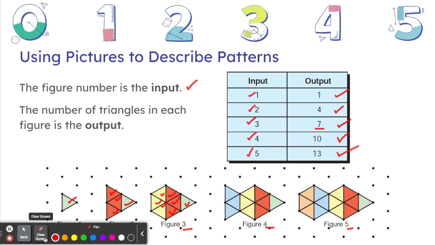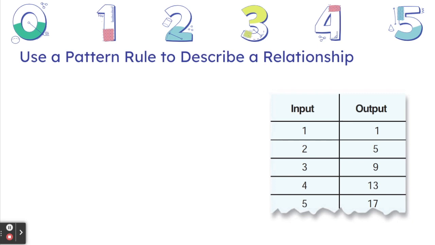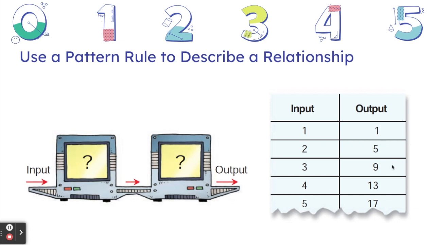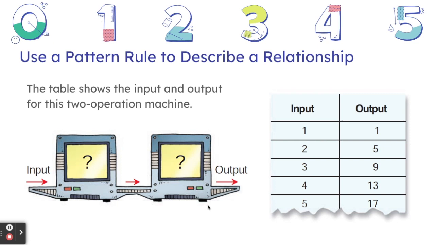We can use a pattern rule to describe the relationship between the two columns in a table of values. In this case, the table shows the input and output for this 2-operation machine. Now that means that our input-output machine does 2 operations. Now, just remember, operations means either addition, subtraction, multiplication, or division. When we find the pattern rule that describes the relationship between the input and output columns, it tells us the numbers and operations that go in the corresponding input-output machine. And if that all sounds confusing, follow along with me as we go through it step by step.